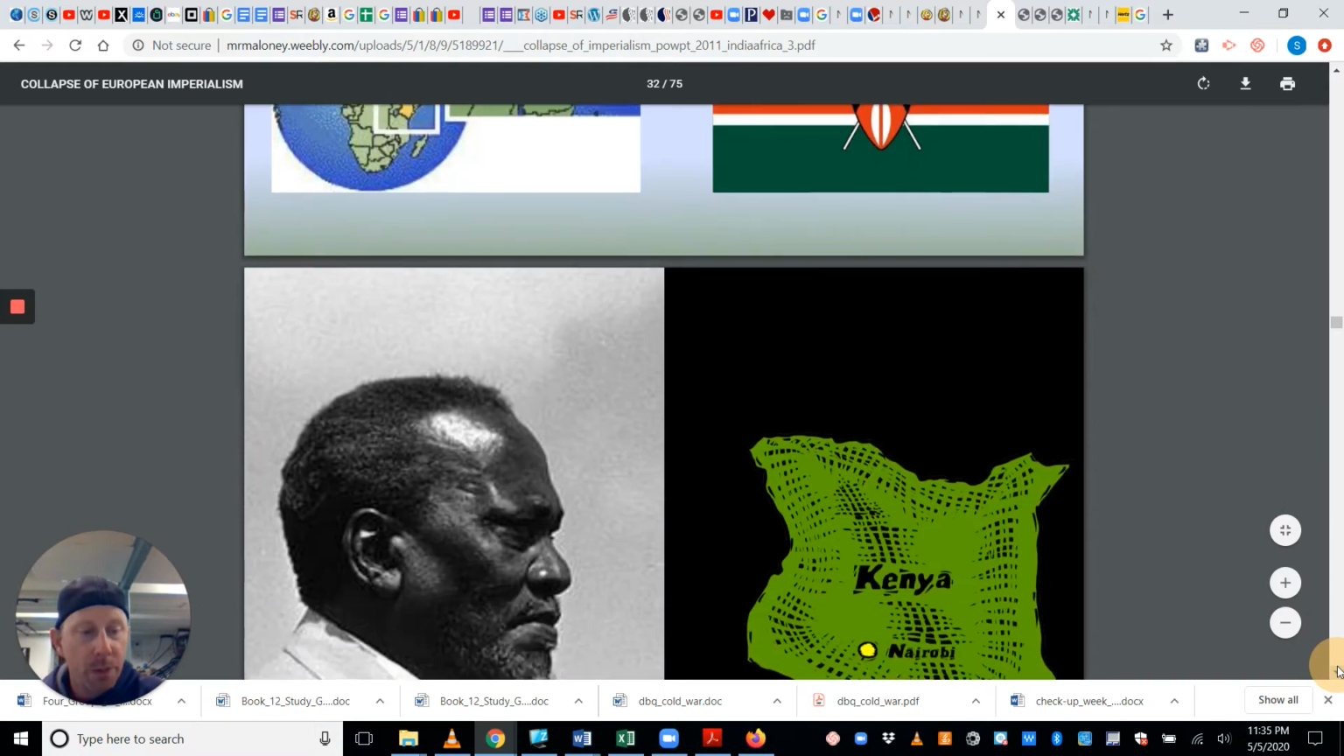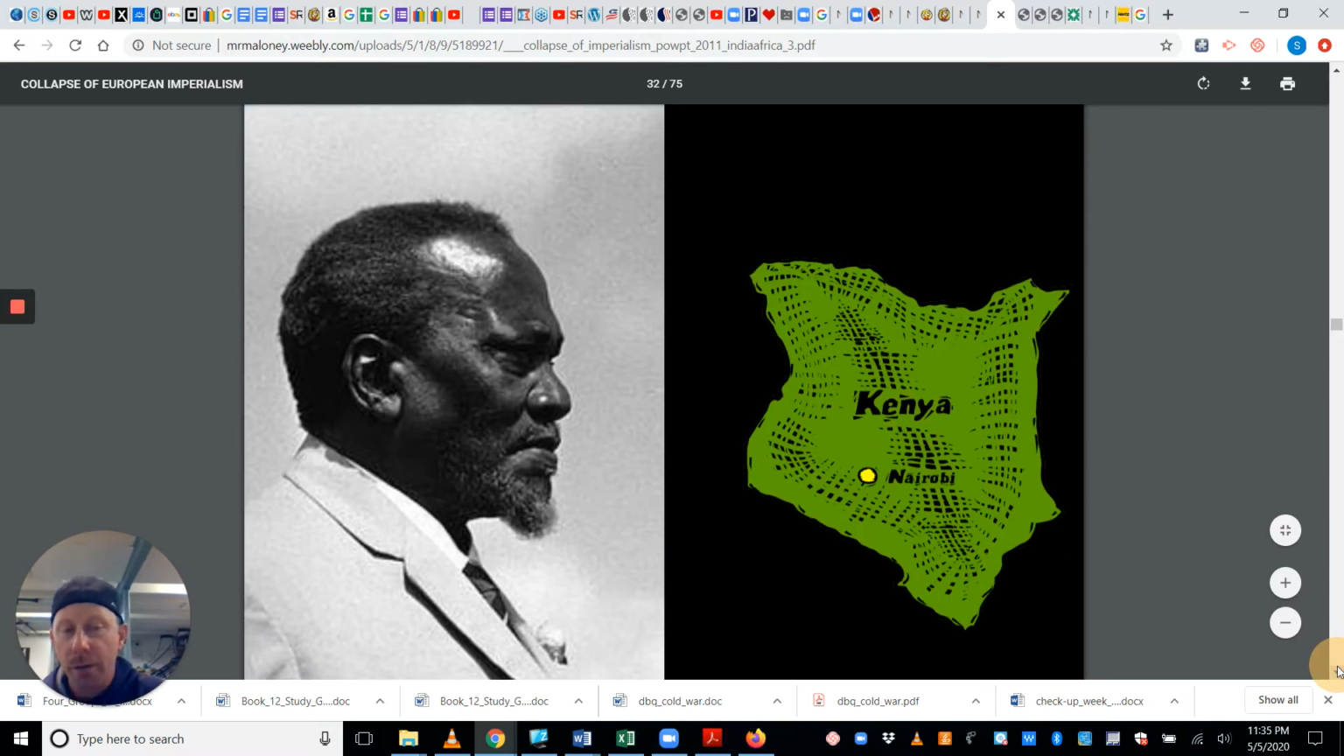Kenya is a beautiful country, and a lot of people like to go on safaris in Kenya. They have a lot of great wildlife and wild animals there to go visit. There is Jomo Kenyatta right there, and there's the map of Kenya and their capital, Nairobi.